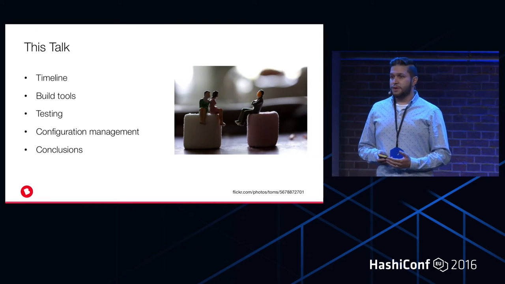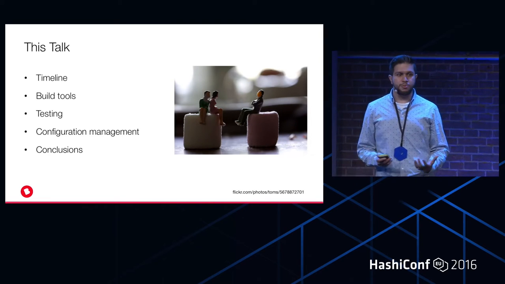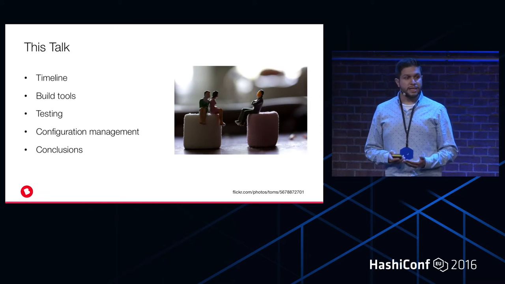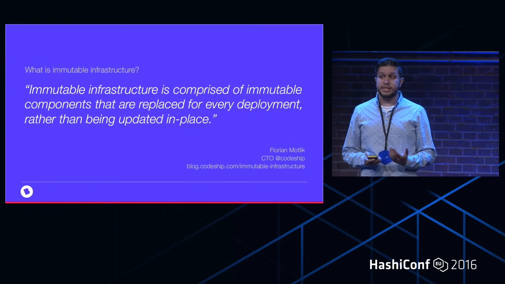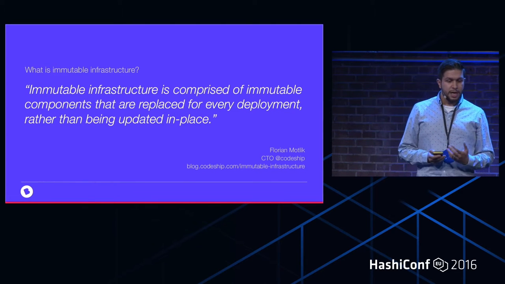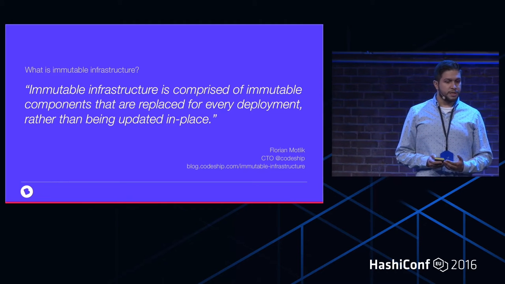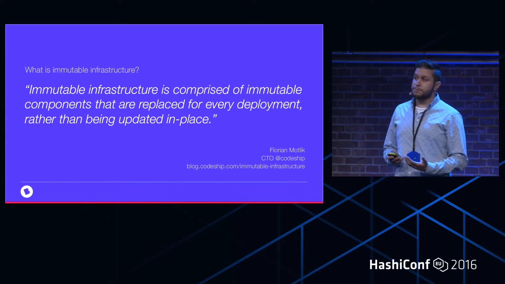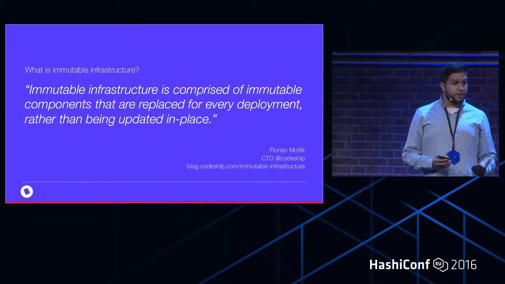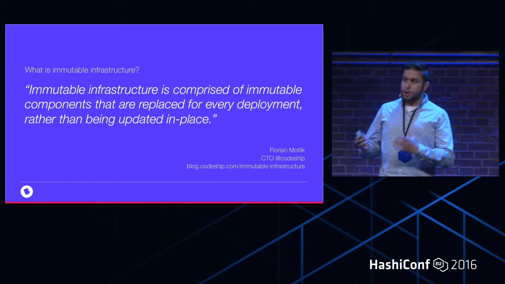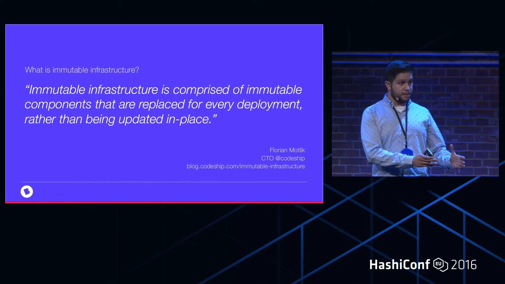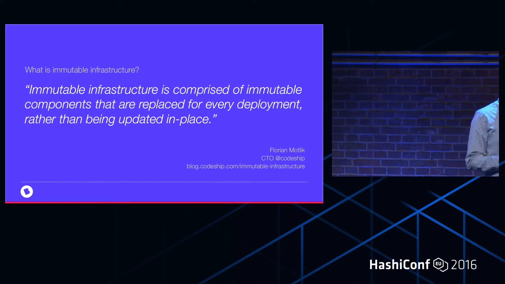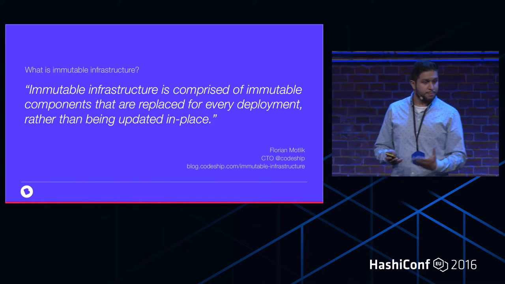But let's start with a definition first. What actually is immutable infrastructure? Now, I've seen a lot of definitions over the past couple of years, but I quite like this one by Florian Motlik, who's the CTO of CodeShip, and he states, immutable infrastructure is comprised of immutable components that are replaced for every deployment rather than being updated in place. Now, I'd further qualify that by saying your components are typically data and everything else. And it is everything else components that you really want to focus on and update rather than doing it in place.